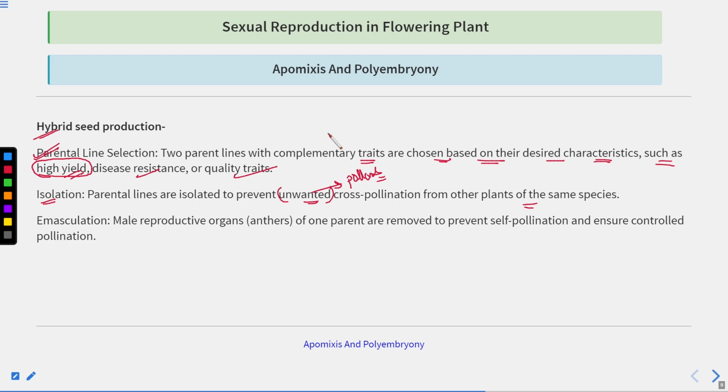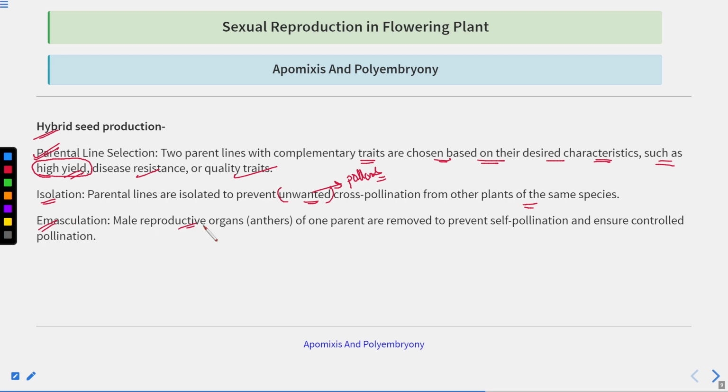So, one of the techniques is you can bag it. Bagging can be done, and if the flower is bisexual, then emasculation can be done. What is emasculation? Removal of the anthers, and then what you do? You pollinate the plant with the pollen that you have selected, that has all the desired characters. So that pollen will be from that male plant from which you want to choose the characteristic, or you can say pollen from the desired plant can be used. And then again bagging is done to prevent the unwanted cross-pollination. So emasculation is done.